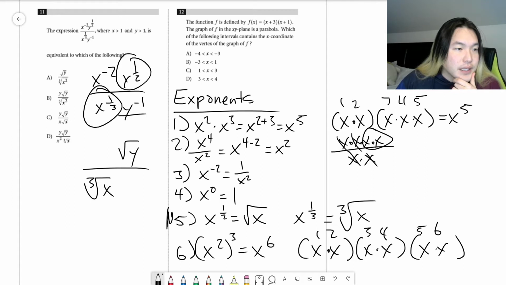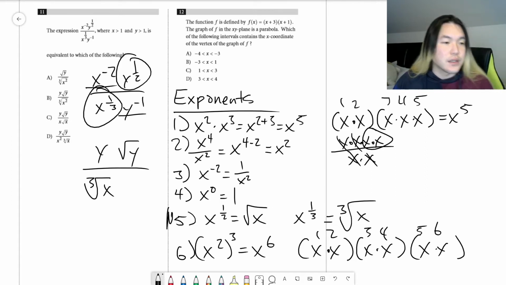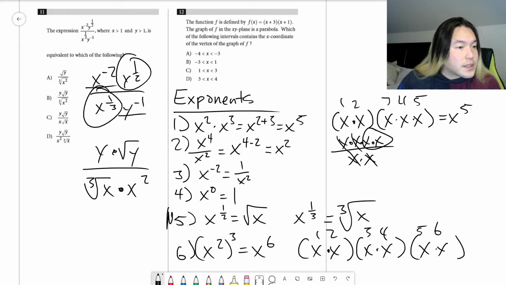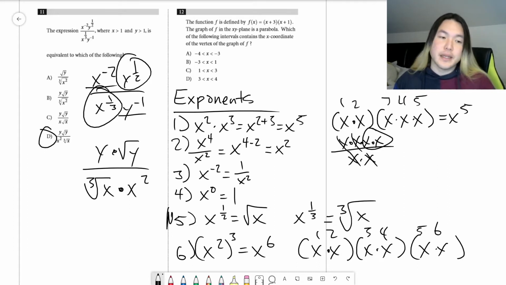And then let's think about these now. Since this one's negative, we just need to move it to the numerator. So the one in the denominator goes to the numerator. The one in the numerator goes down to the denominator. And then hopefully you can tell here that this is exactly equal to d. Not too bad, as long as you know your exponential rules.